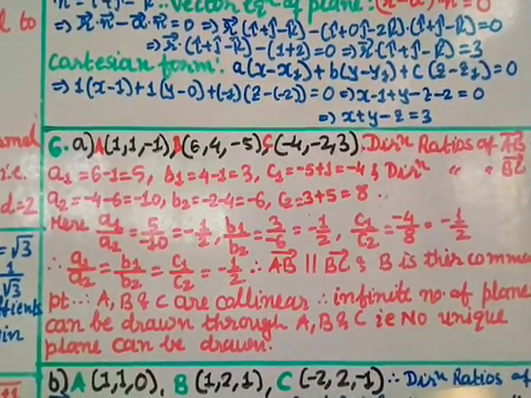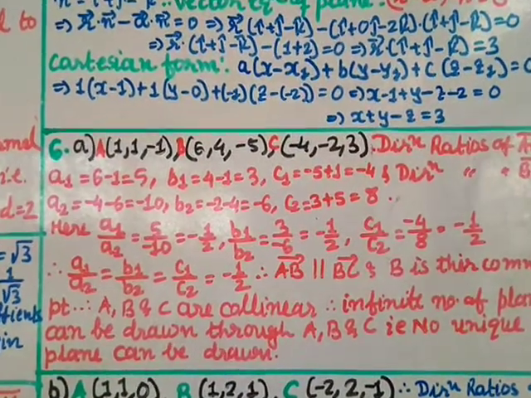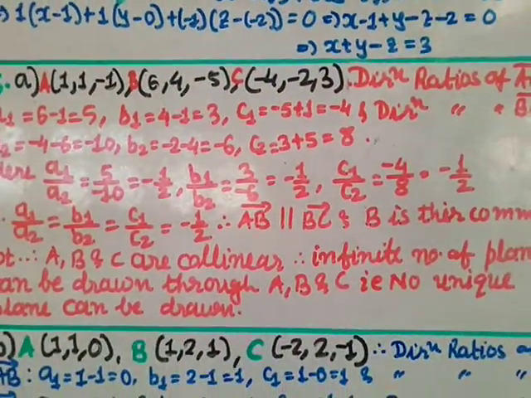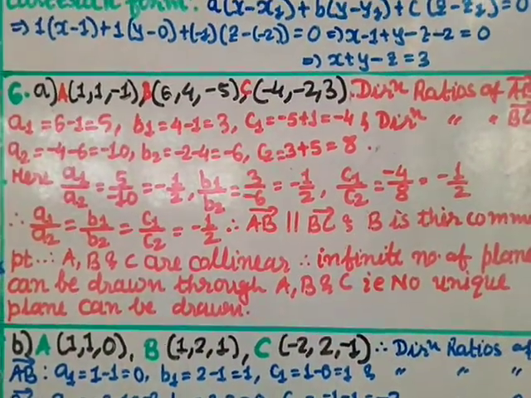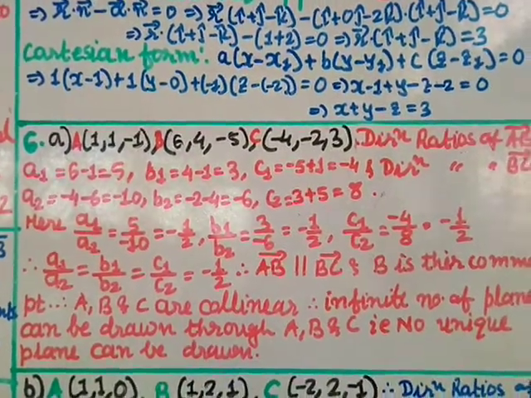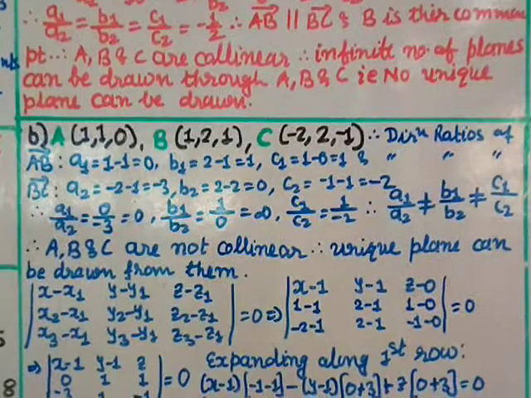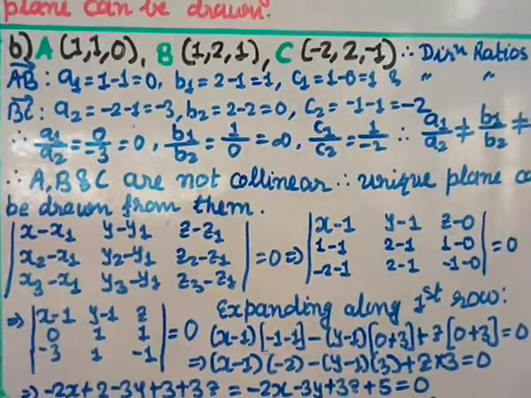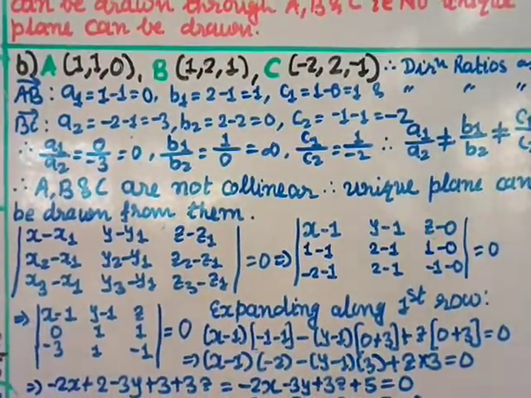Why can we say they are parallel? Because the ratios are the same. We compared the 3 ratios of the direction ratios and they are equal. That means the 3 points are on the same line, and hence there are infinite number of planes. We cannot write a particular plane.